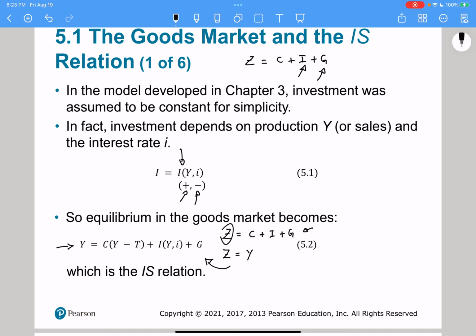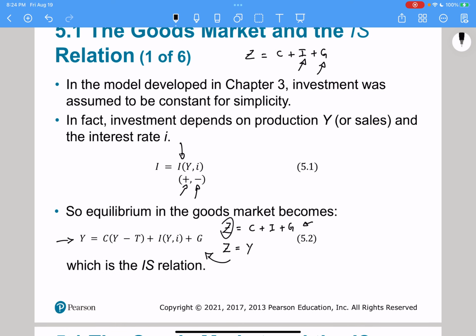However, we are using two definitions for two of the variables. So the consumption is a function of the disposable income, which is the income minus the taxes, and the investment is this implicit function of the output and the interest rate. This is going to be the IS relation, this guy here. If someone asks you, okay, what is the IS relation mathematically? This is the IS relation.